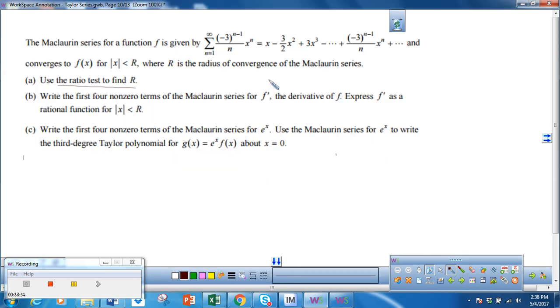Okay, so this is from the 2015 administration, and once again they want us to start off by using the ratio test. This time they give us the nth term, and they want us to use the ratio test to find the radius of convergence. Now notice they only want the radius of convergence, so don't go through and do the whole interval of convergence, checking endpoints. That's too much. They just want the radius of convergence.